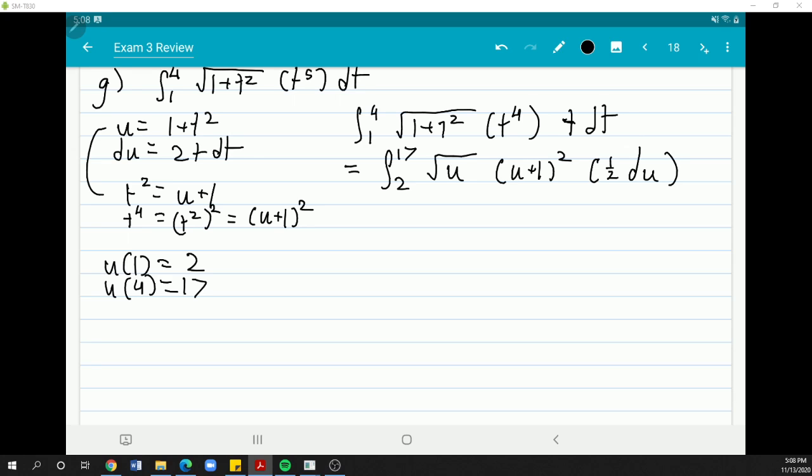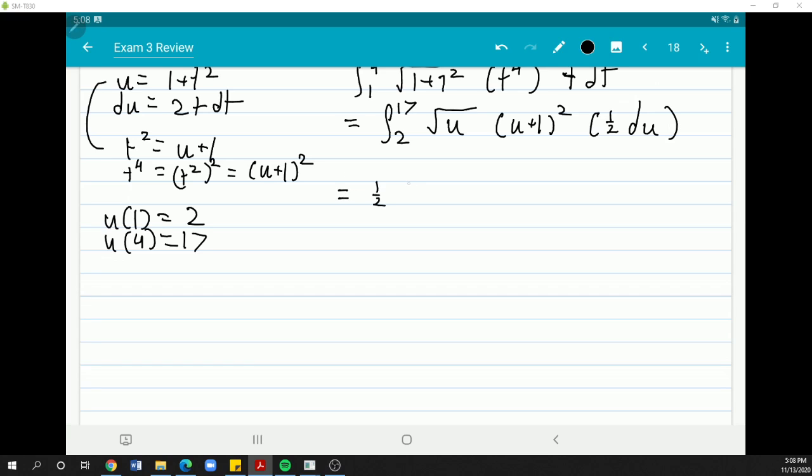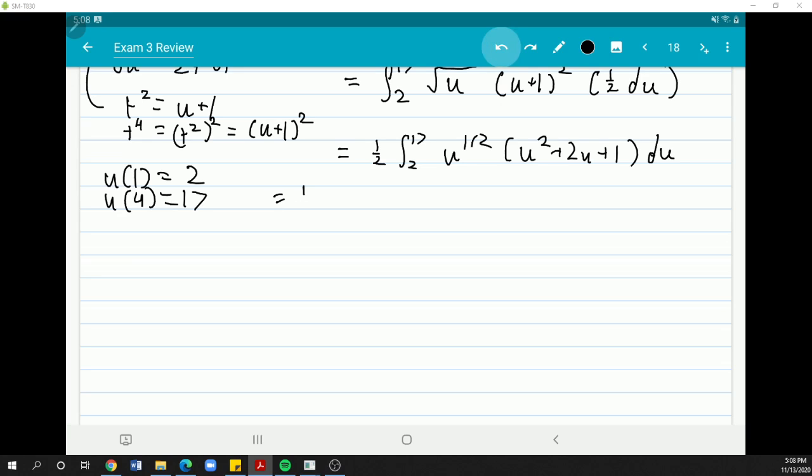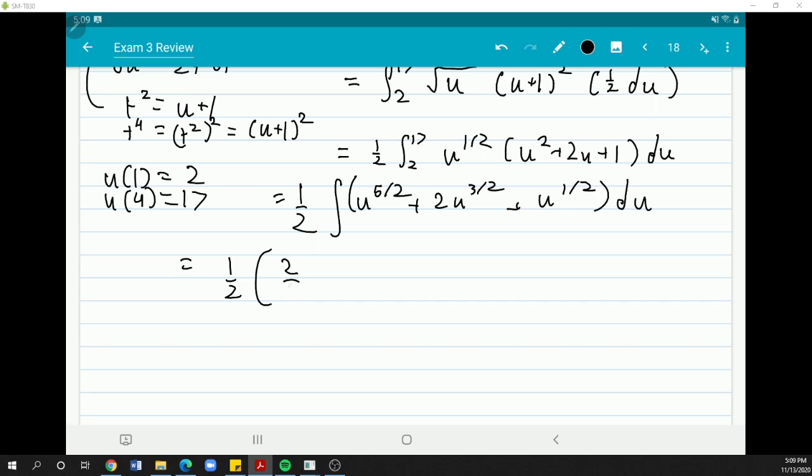Okay, so now we've got more work to do. This is equal to 1/2 integral from 2 to 17 of, write it u to the 1/2 times u squared plus 2u plus 1 du equals 1/2. Now let's do some expansion. This becomes u to the 5/2 plus 2u to the 3/2 plus u to the 1/2 du. Integrate each part, you get 1/2 times 2 over 7 u to the 7/2 plus 4 over 3 u to the 5/2 plus 2 over 3 u to the 3/2.